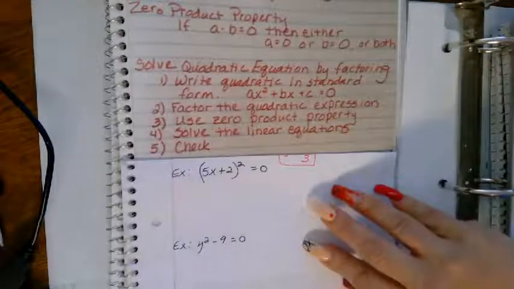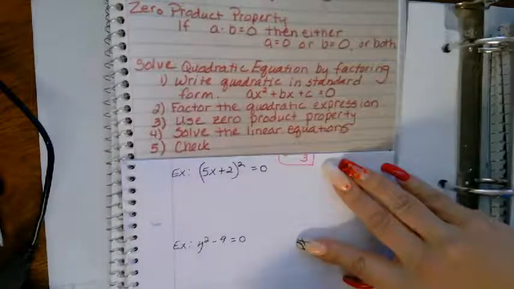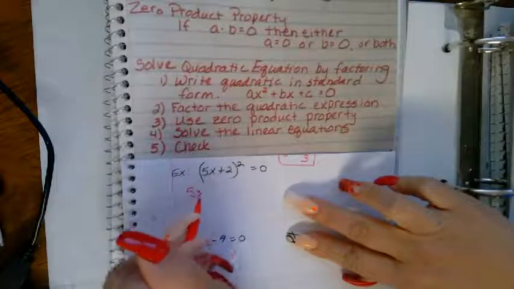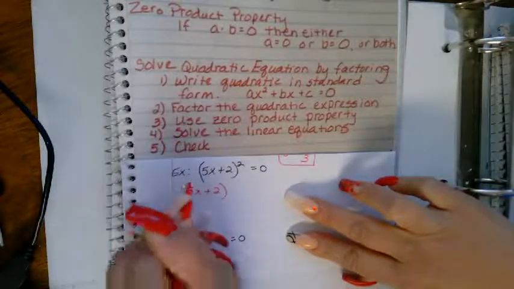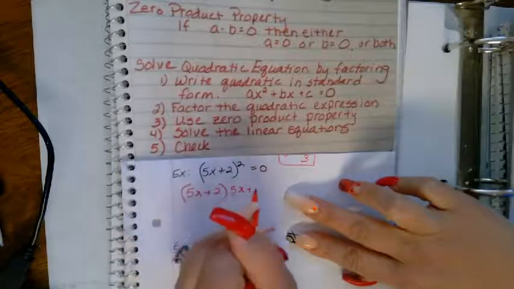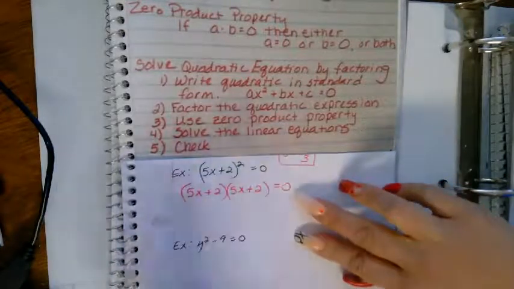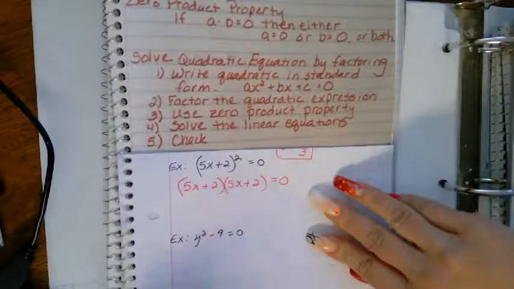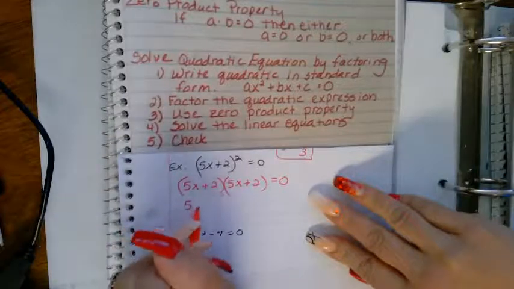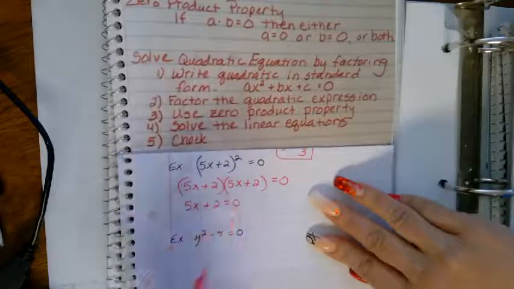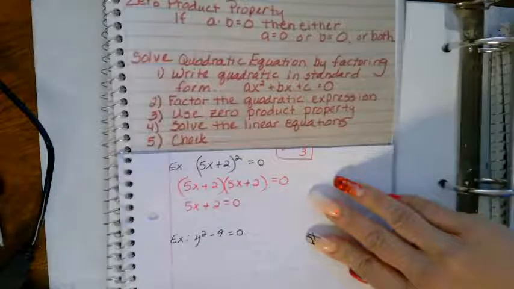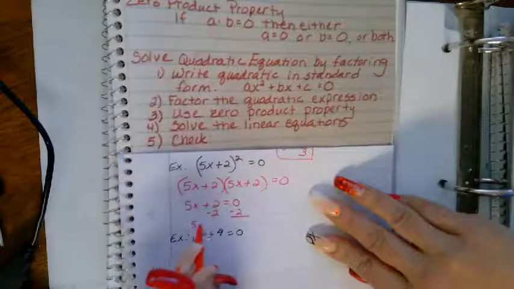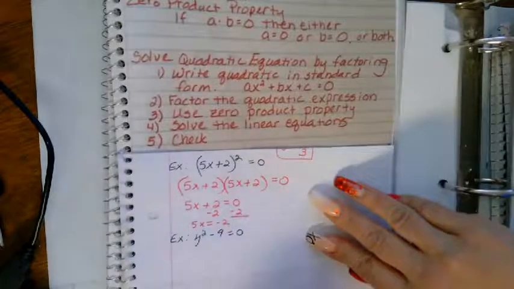Alright, let's look at this example. 5x plus 2, all of that squared equals 0. So remember, when we have the parentheses squared, we're just going to write this out twice. It's going to look like that. And then since we have the same thing in each parentheses, we only have to solve one of them. So we're going to put 5x plus 2 equals 0. We're going to minus the 2 from each side. We're left with 5x equals a negative 2.